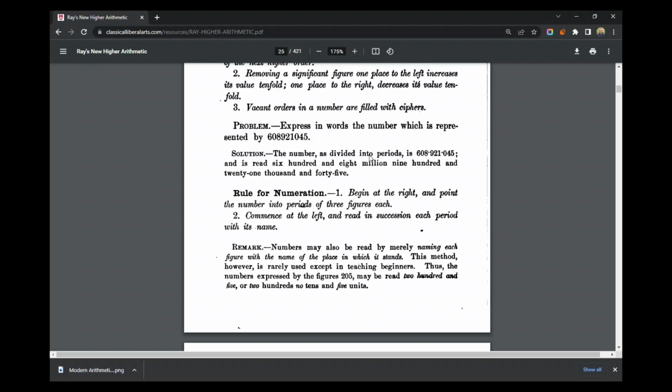And then step number 2 of the rule, commence or begin at the left and read each period with its name. So there are 2 steps for reading numbers in Arabic notation. First, mark the periods of the number, starting from the right and moving to the left, and then read the names of the periods, starting from the left and moving to the right. And you see an example of how this is done in the solution to that problem. That's the rule for numeration, or the rule for how to read Arabic numerals.